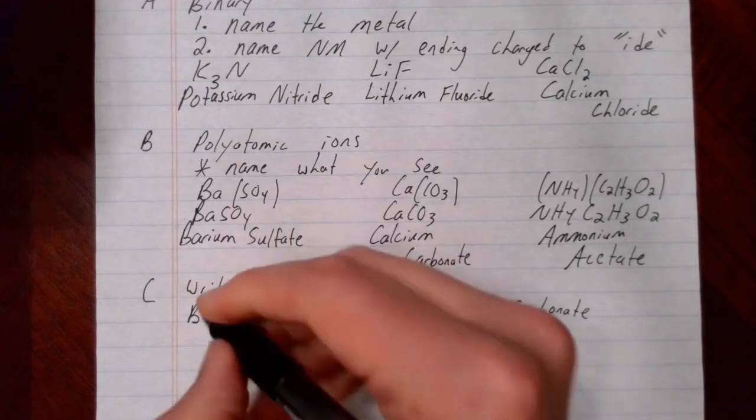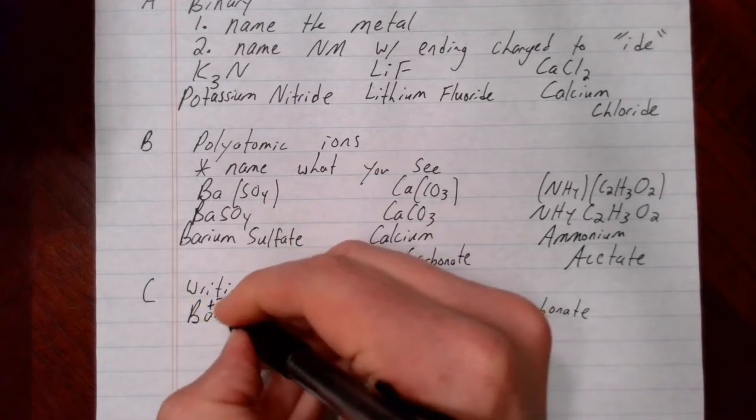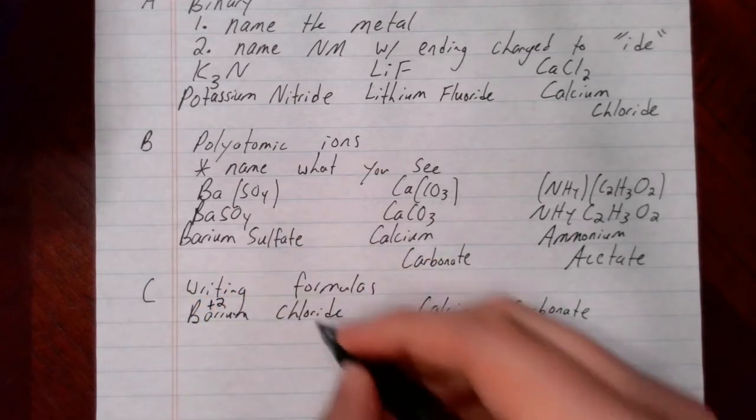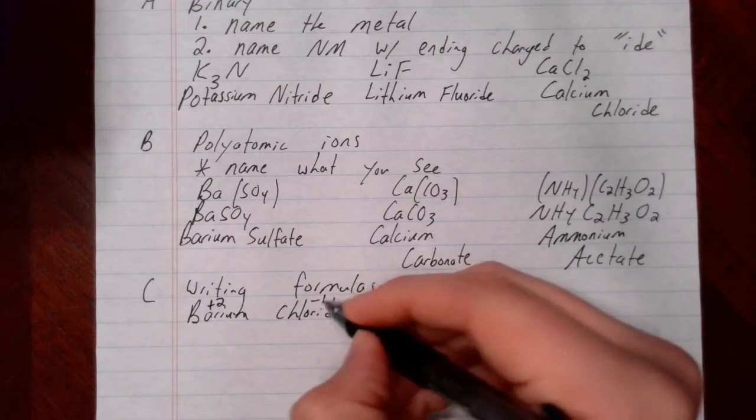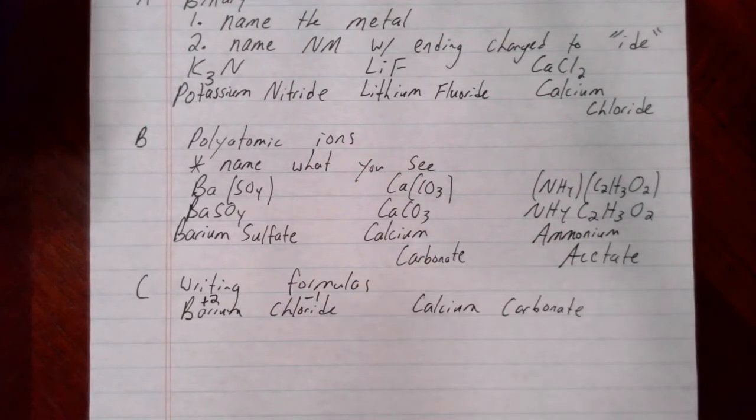You go to the periodic table and you use the charge pattern. Barium is an alkaline earth metal, so it's +2. Chlorine is a halogen, so it's -1. Ask ourselves, do they cancel? Does +2 and -1 equal 0? No, it doesn't. So I have to do rule 2.